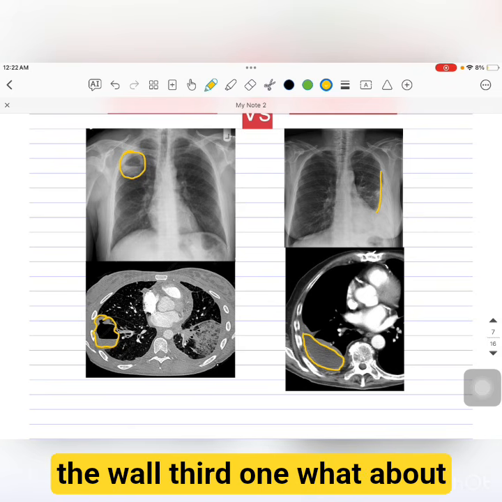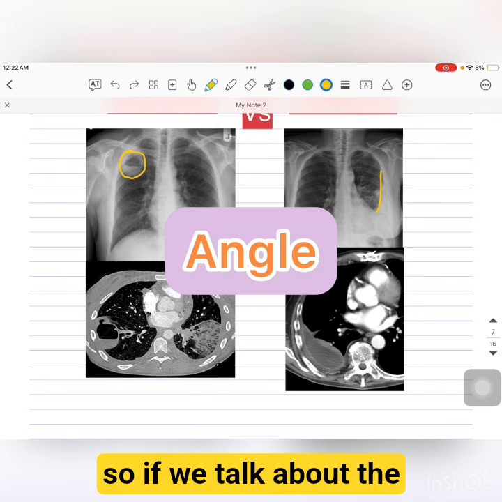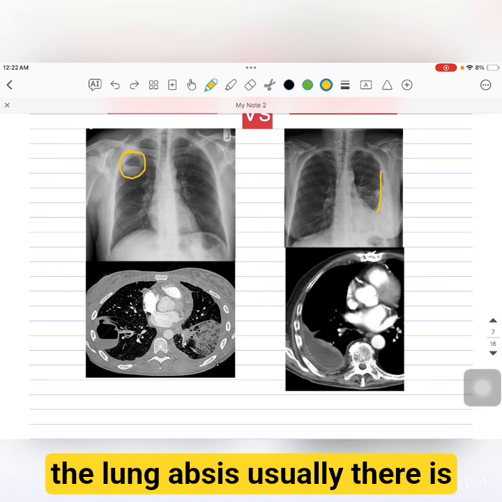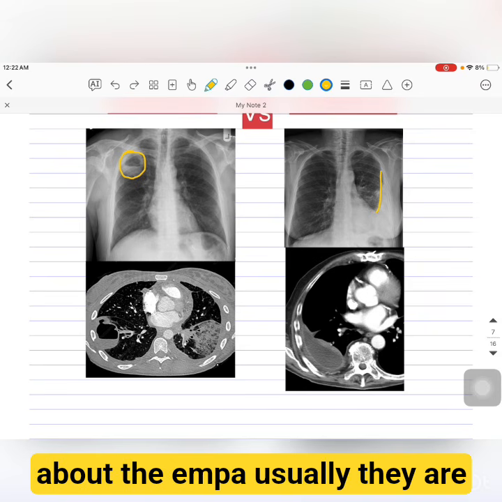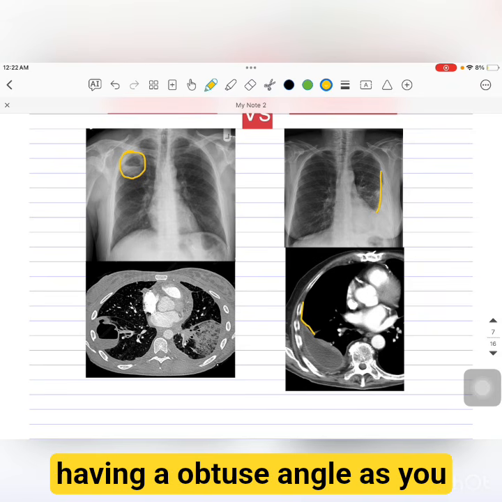Third one, what about the angle with the chest wall? So if we talk about the angle with the chest wall, in the lung abscess usually there is an acute angle, as you can see here. And if we talk about the empyema, usually they are having an obtuse angle, as you can see in this particular CT, right?